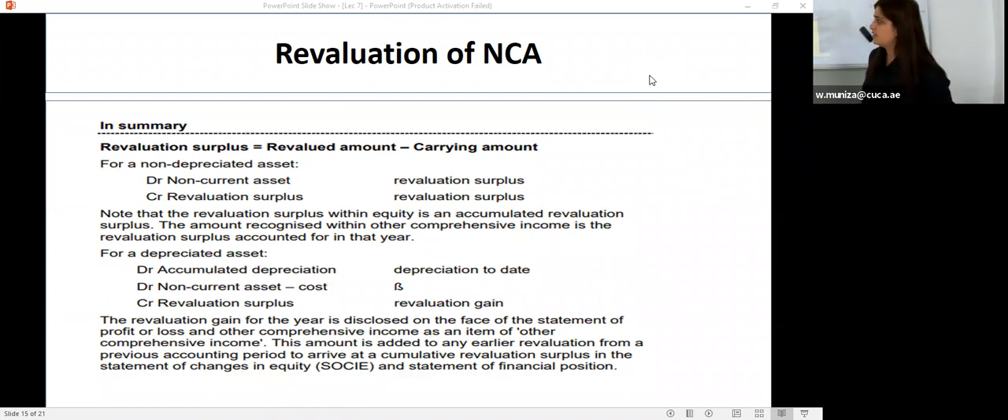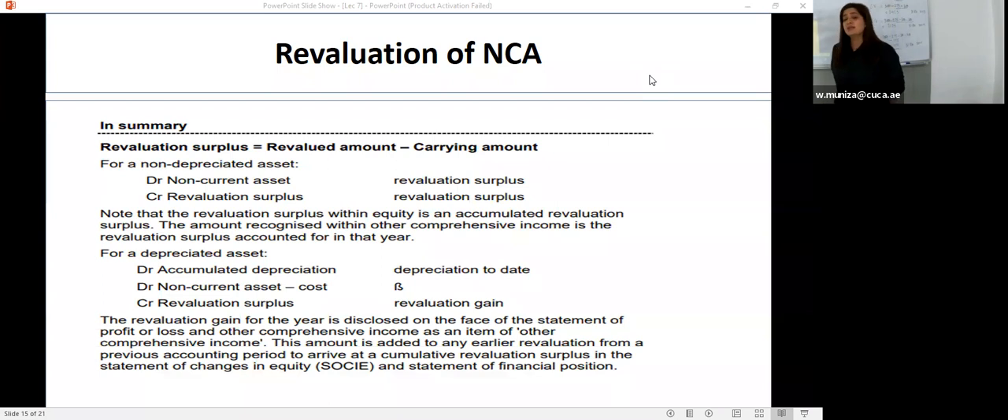For a depreciated asset, debit accumulated depreciation, debit non-current asset cost account, credit revaluation surplus account. In front of the non-current asset cost account, the difference of cost and revalued amount is going to be written. In front of revaluation surplus, the difference between carrying value and revalued amount is going to be written. The revaluation gain for the year is disclosed on the face of the statement of profit or loss and other comprehensive income as an item of other comprehensive income. This amount is added to any earlier revaluation from previous accounting periods to arrive at the cumulative revaluation surplus in the statement of changes in equity and the statement of financial position.